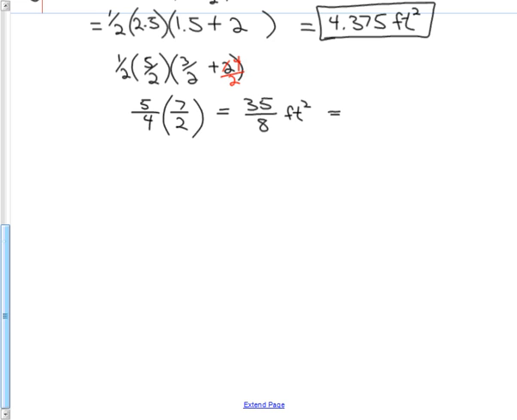How many times, Spencer, does 8 go into 35? 8 times 4 is how much? 32, and what's left over? 3, so I put it over 8 feet squared. Be able to work with fractions. It's not hard, just takes some practice. So if you practice, then you get better at that.